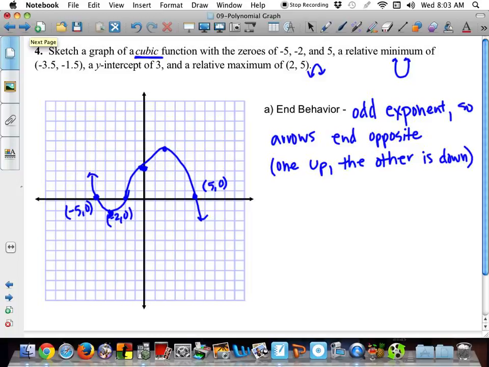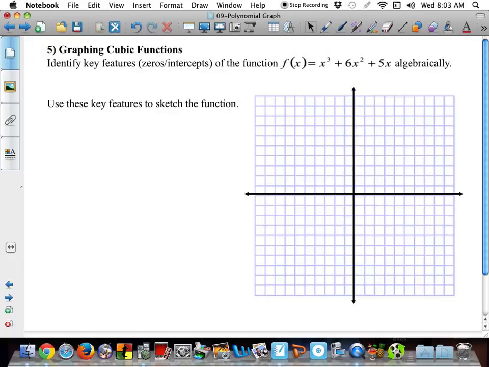So we have a couple more examples of cubic functions, and we can talk about that end behavior. So for number 5, this time I don't give you the zeros. And you're going to have to find the zeros yourself.